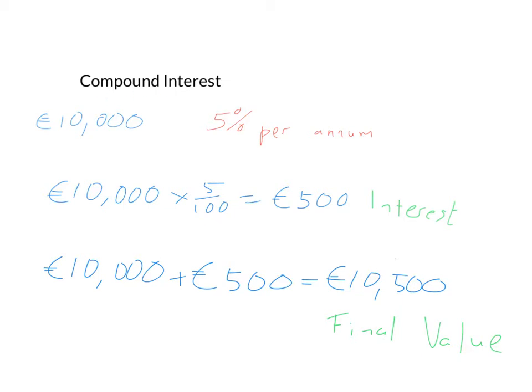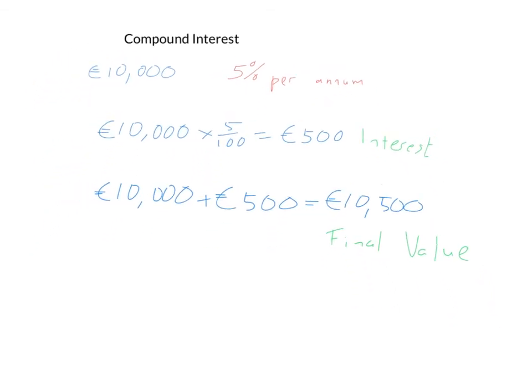So what compound interest is, when you invest money for a few years, what would happen is you get your 10,000 euro, the first year you'd earn 500 euro, so then you'd have 10,500 euro in your account. Then the next year you'd be earning 5% of 10,500 euros. And you'd be adding that on.